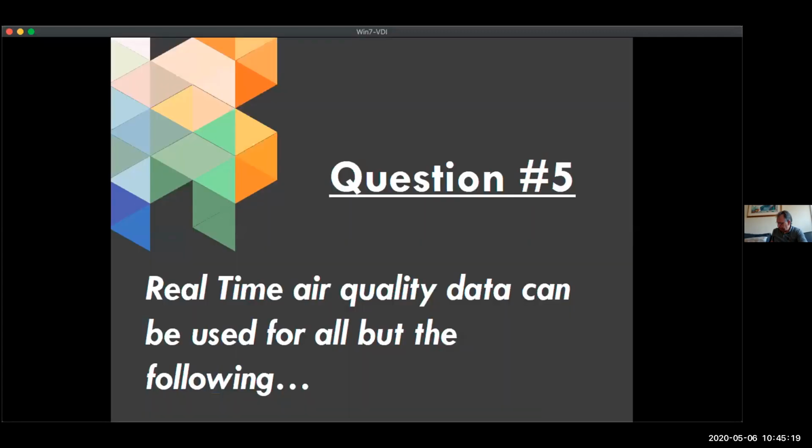Next slide, David. And this is polling question number 5. Real-time air quality data can be used for all of the following.